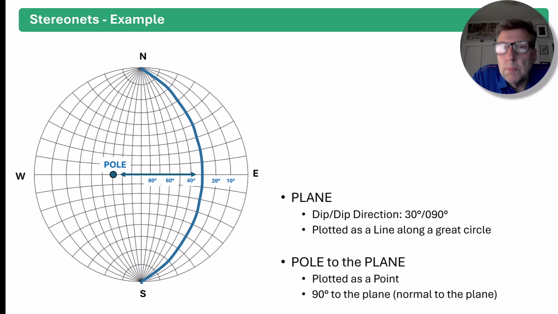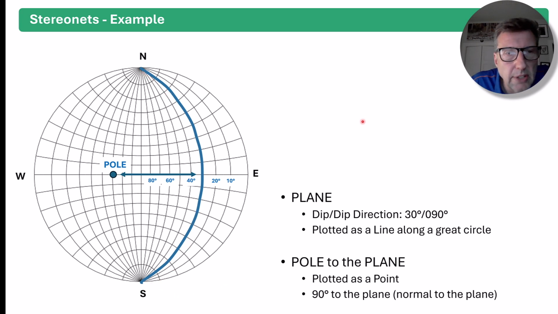So we want to plot a plane that has a dip of 30 degrees and a dip direction of 90 degrees. Okay. What that means is that this plane is dipping to the east, which is 90 degrees azimuth. The plane has a dip of 30 degrees, and so that plane is plotted along the great circle of 30 degrees.